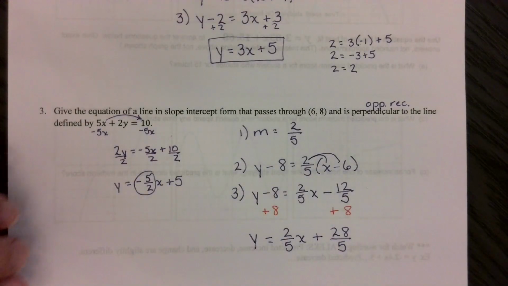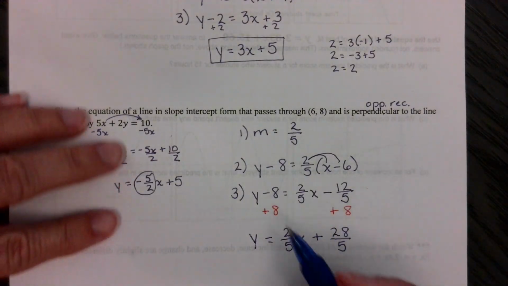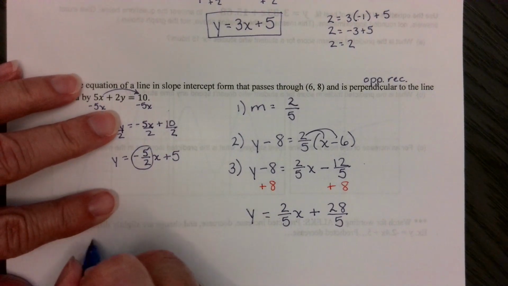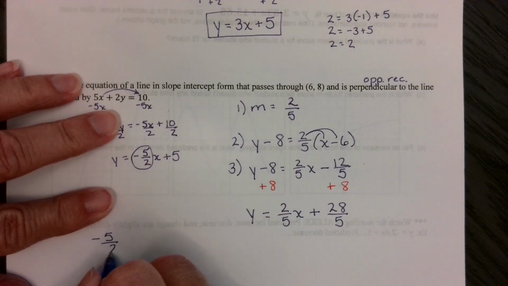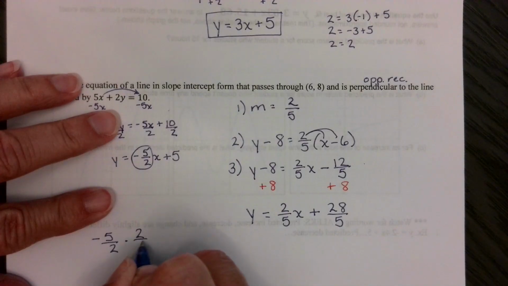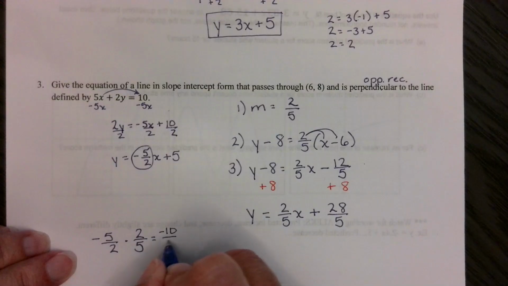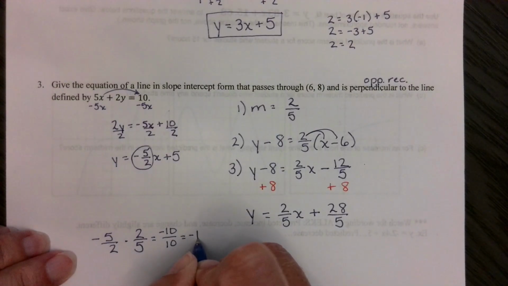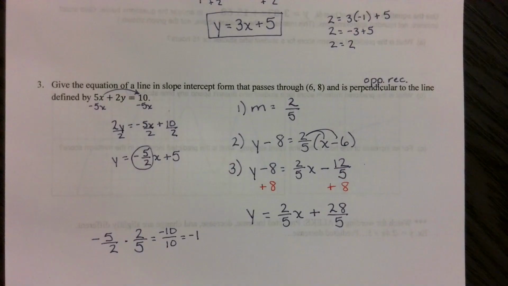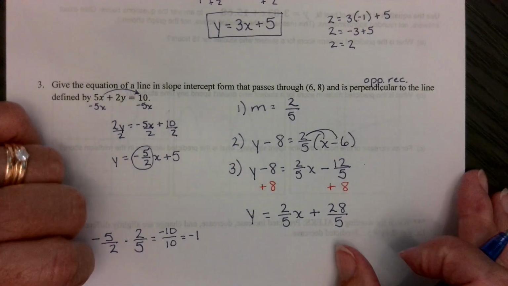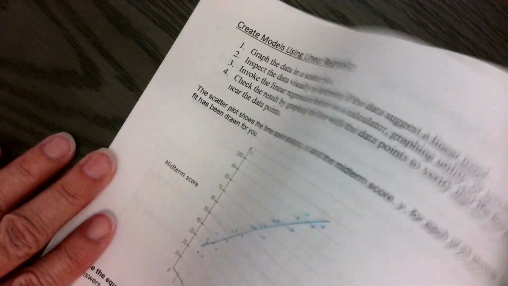The only other thing is, are these perpendicular? Well, if you multiply their two slopes, you will get a -1. Negative 10 over 10. And it gives us a -1 because that's what perpendicular opposite reciprocals give you. Okay, -1. So I know they're perpendicular.